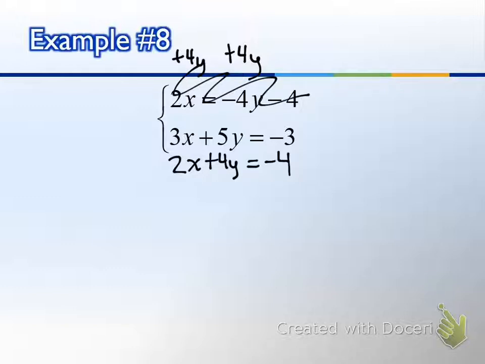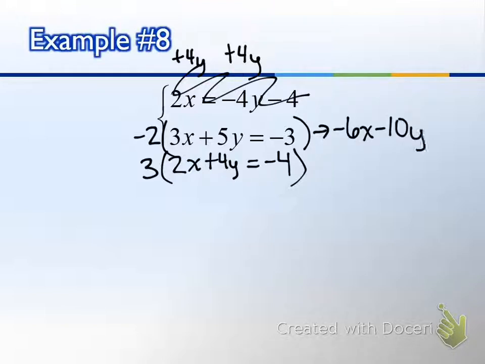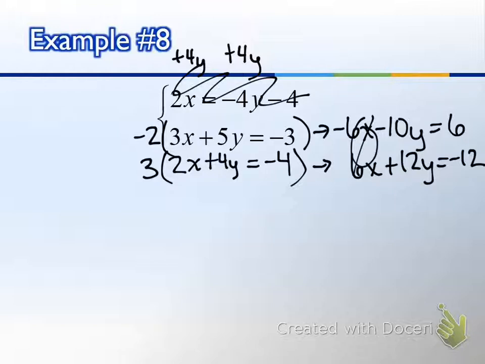Then we ignore all of that. We got to decide which variable we want to get rid of. If we're going to get rid of x, what should I multiply the top by? -2. And the bottom? 3. When we multiply through the top by -2, we get -6x minus 10y equals 6. When we multiply through the bottom equation by 3, we get 6x plus 12y equals -12. The x's eliminate. -10y plus 12y is 2y. 6 minus 12.